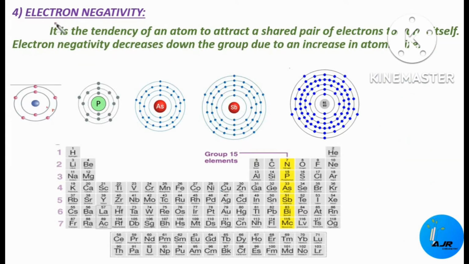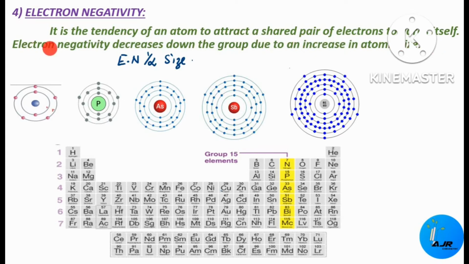Just like ionization energy, electronegativity is also inversely proportional to the size of the atom. So what is electronegativity? It is the tendency of an atom to attract a shared pair of electrons towards itself.